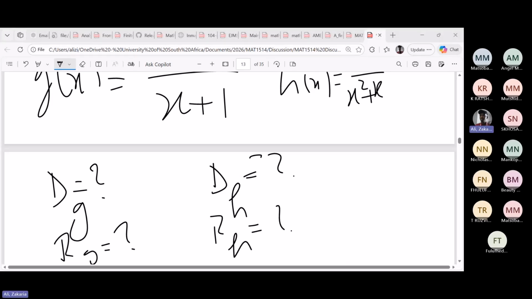Apart from that, is there any other question you need to ask in terms of domain and range before we can move on? Oh, in fact, we have reached our time. But just any other question? Okay. If you don't have a question, then maybe we'll stop here.